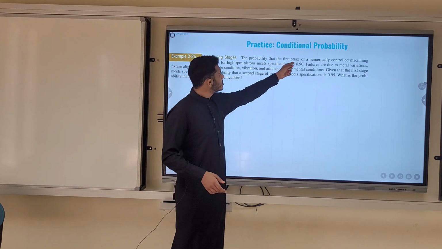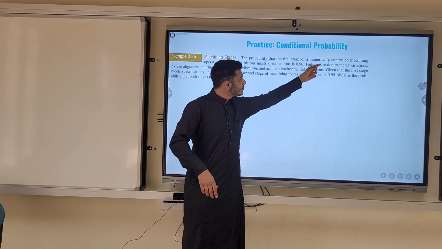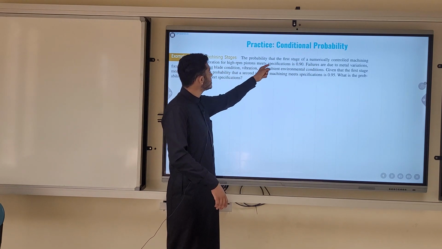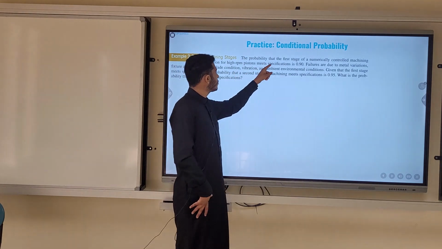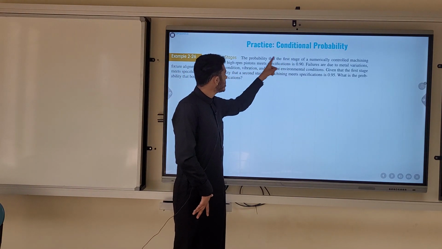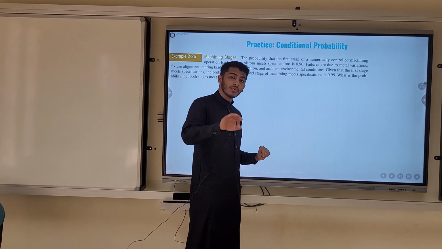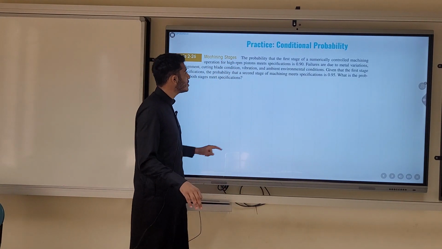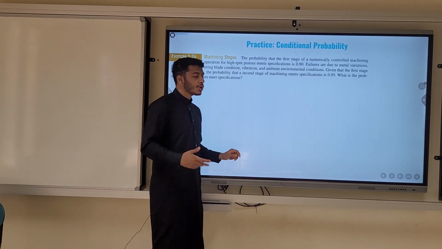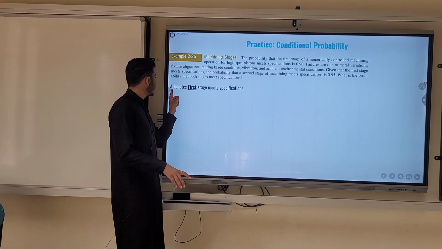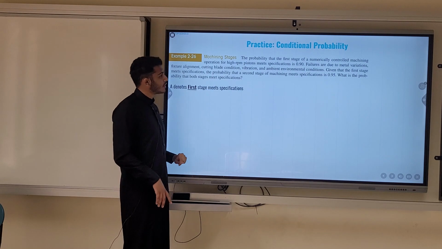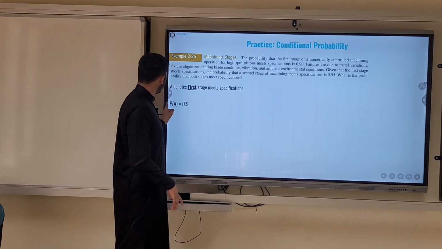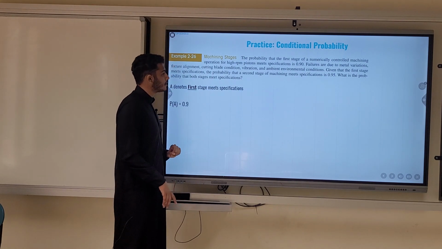So the probability of the first stage of numerically controlled machine operation meeting specification. The entirety of this is not really important except for the part where it says the first stage and it meets specification. So the first stage of this operation meeting specification, this is the probability for it. We can denote our first event as A, where it denotes that the first stage meets specification, and the probability for A is 0.9.